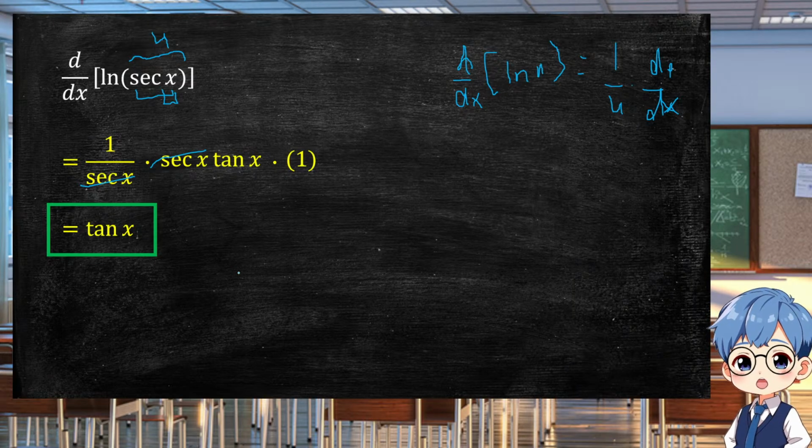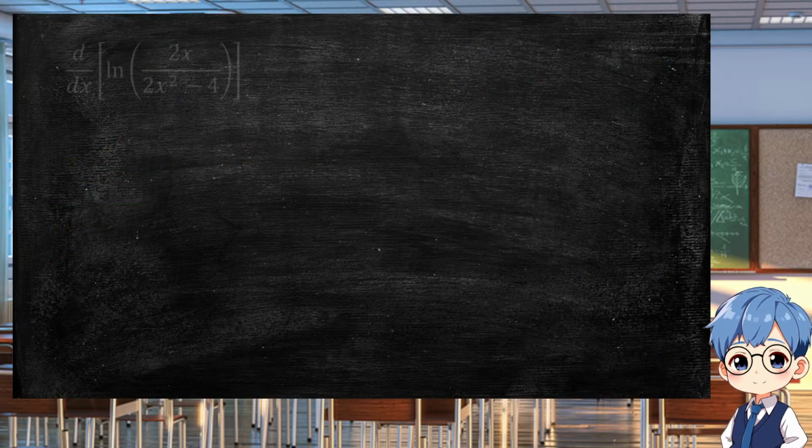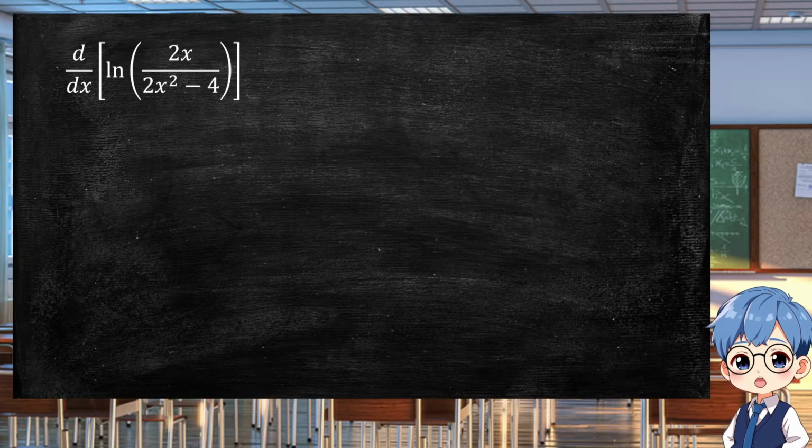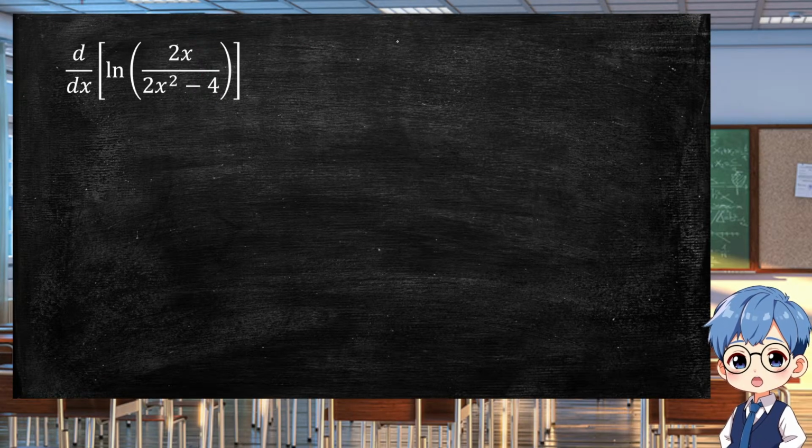Okay, so let's have the next example. For the next example, we have here the natural log of 2x all over 2x squared minus 4. By observing the given, it's very obvious that we are going to use the quotient rule. So remember the quotient rule.